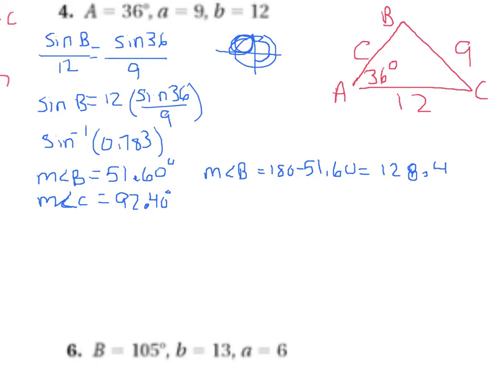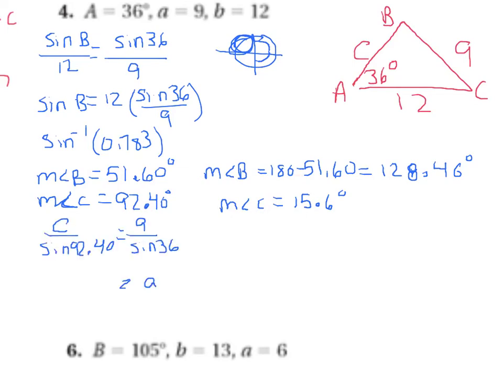So we have that. So now we have to get the other angle C. So the measure of angle C, 180 minus 128.40 minus 36, 15.6 degrees. So now we have to find two side C's. We have to find one for this angle and one for this angle. Okay? So let's set it up. If you set that up, you should get A equals 15.30.